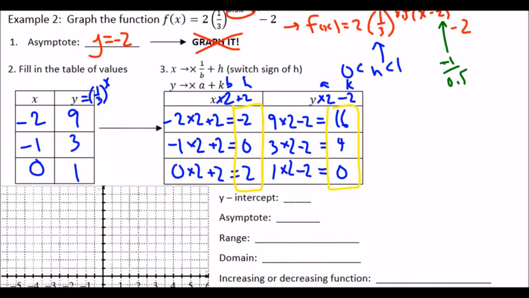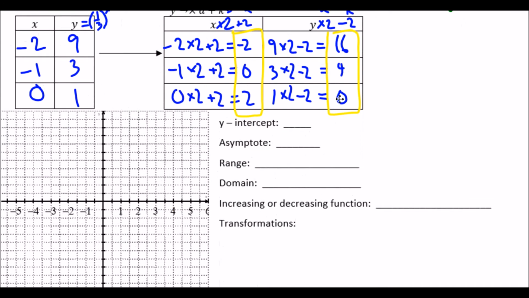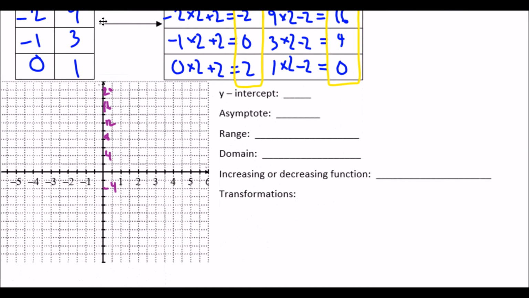All right, now I can set my scale. My biggest y value is 16, my smallest y value is 0. So it looks like I'm going to go by 2's. So 2, 4, 6, 8, 10, 12, 14, 16, 18, 20. There we go. My smallest y value is 0, so I'm pretty good to go. All right, I'm ready to graph my asymptote. Again, my asymptote is -2. Let's be consistent here.